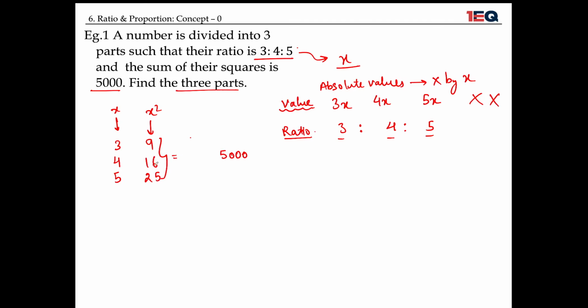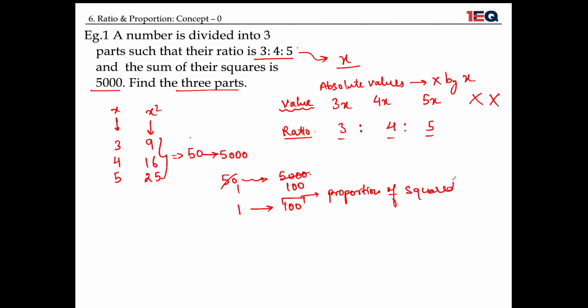What is the actual sum of 9 plus 16 plus 25? It is equal to 50. So the value of 50 corresponds to 5000. I cancel it out at 1 and then 100. Now the value of 1 which we are getting is equal to 100, and this 100 was a proportion of squared values.